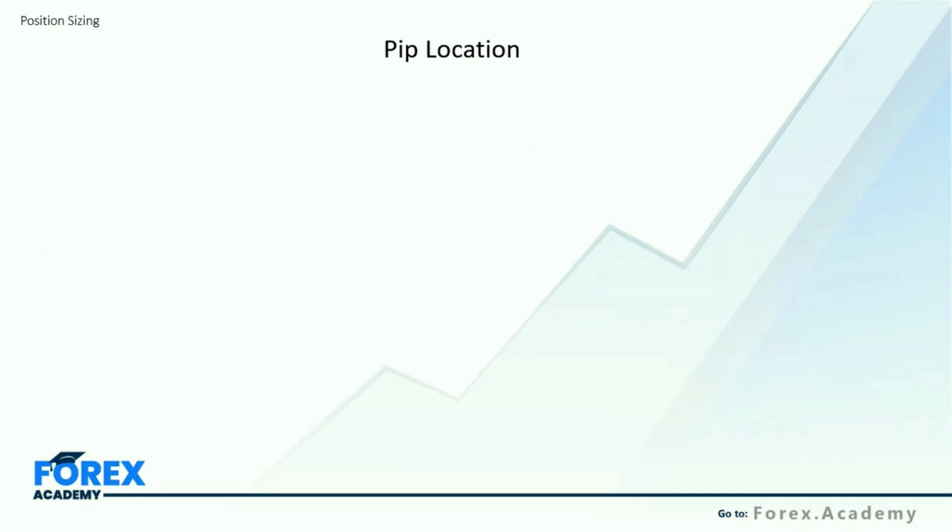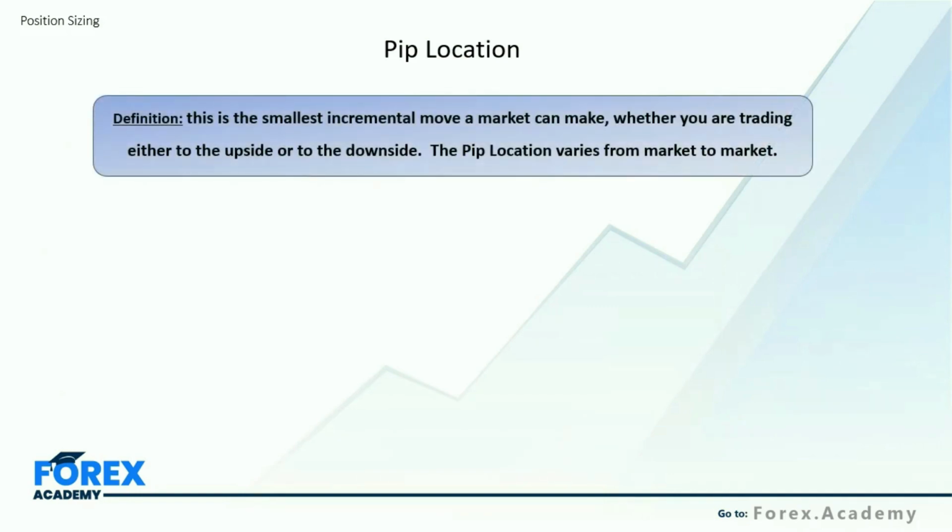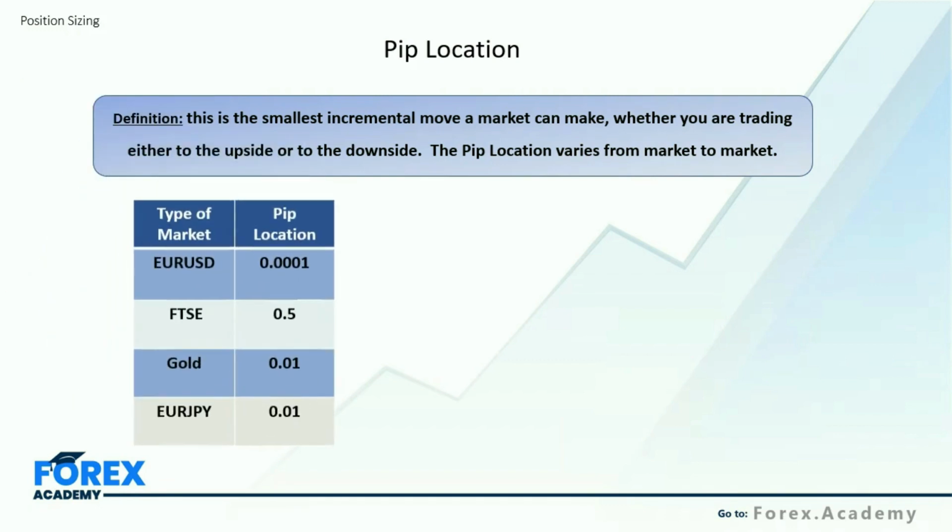So just starting with the pip location. What we'll do with each of these is to give you a brief definition. The pip location of the market is the same as the smallest incremental move a market can make. So that's whether you're trading either to the upside or to the downside. Now, the pip location varies from market to market. So that's the first thing for you to be aware of.